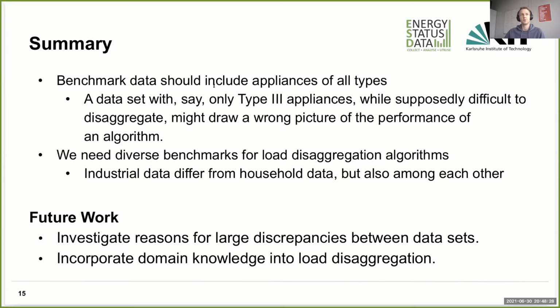And also what we think could be very valuable for industrial data is to incorporate domain knowledge into load disaggregation, because in many factories there are a lot of processes which repeat themselves or which are known, and algorithms for load disaggregation should be able to incorporate this knowledge.